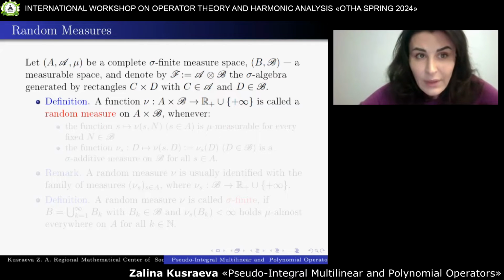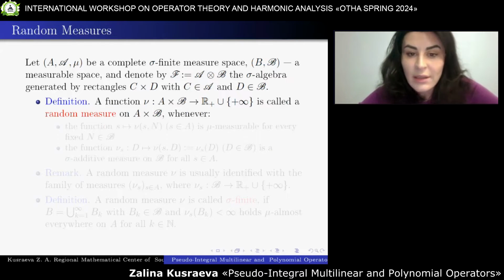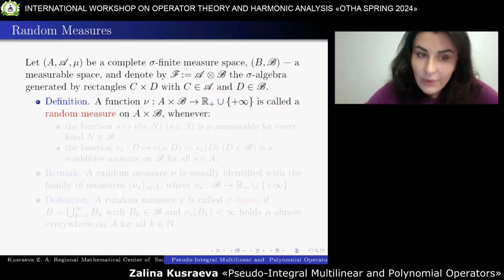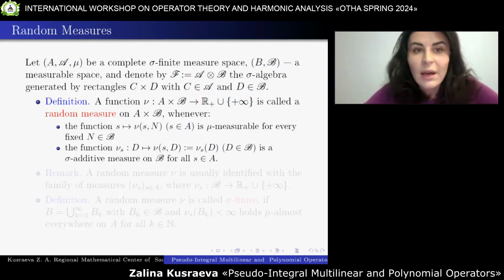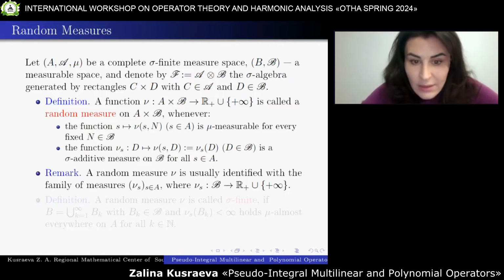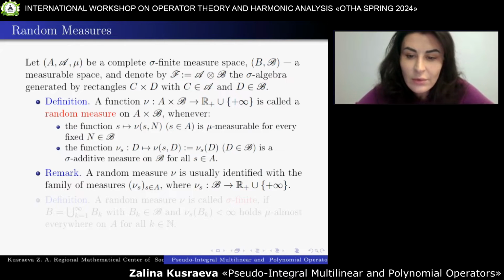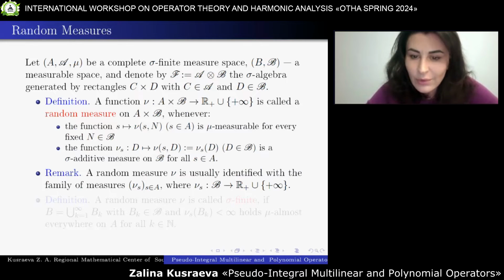So the definition. A random measure is a real valued function in two variables, such that the first variable runs over the underlying set A, and the second one runs over sigma algebra B. And two conditions are fulfilled. Firstly, if we fix the value of the second variable, then we get a measurable function in the first variable. And secondly, if we fix the value of the first variable, then we get a positive sigma additive measure nu s on B. Speaking about random measure nu, we usually identify it with the family of measures nu s. And here nu s acts from B to, no, it's real valued.